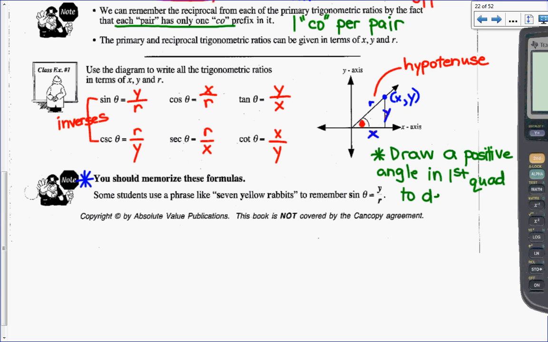To determine the ratios. Okay, and again, that's something that would just take you 20 seconds, and you would have it then for all of the questions that are asking you about sine, cosine, tangent, and all of their inverses as well.